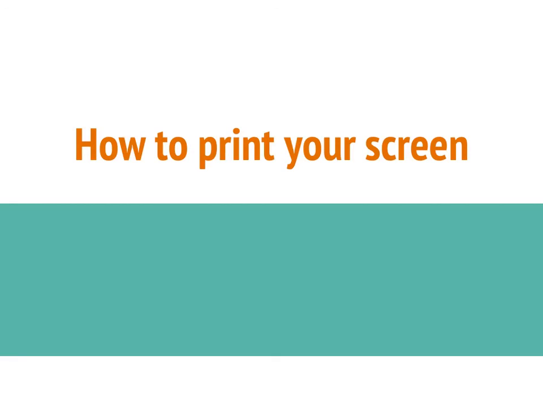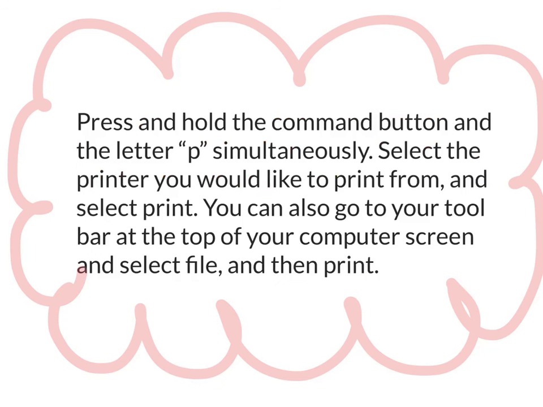And finally, the last skill I would like to share with you guys is how to print your screen. So let's say you're on a computer. In order to print your screen, you press and hold the command button and the letter P simultaneously. Select the printer you would like to print from and select Print. You can also go to your toolbar at the top of your computer screen and select File.